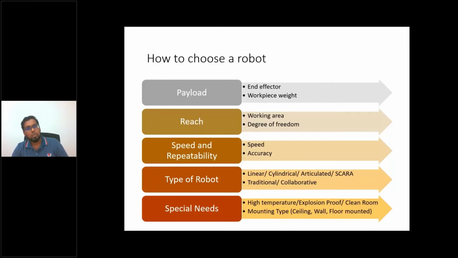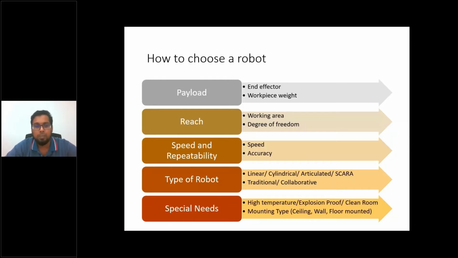So how to choose a robot? Here I'll just put a simple guideline from our perspective. First you need to check the payload, the end effector and the workpiece. So how much weight are you going to carry? What type of end effector? Is it welding, buffing, or just a simple gripper for pick and place? And then reach, we need to know how far the robot needs to reach, or in what degrees of freedom it should work. If you need a complex motion, you need a 6-axis robot.